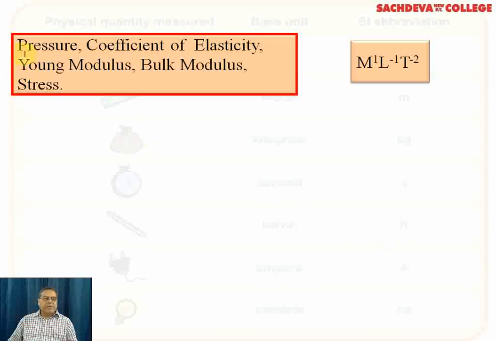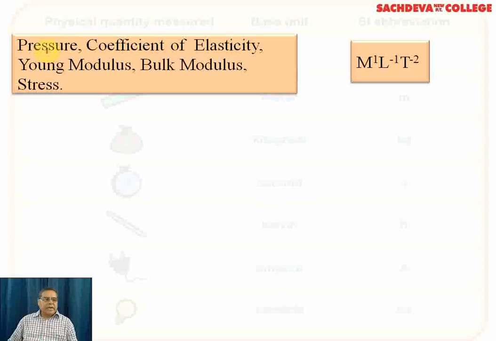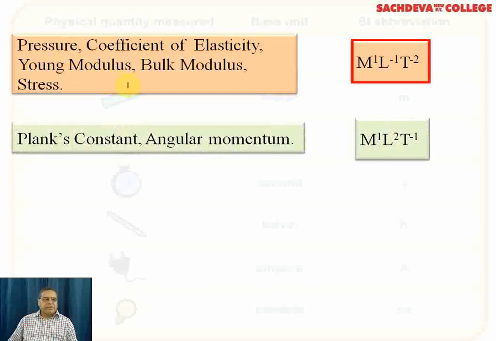Next is about pressure, coefficient of elasticity, the Young's modulus, the bulk modulus, and the stress. Well, pressure is calculated by the formula force over area, and same is for stress. It is also force per unit area. So we put the dimensions of force, then we put the dimensions of area, surface area, and then we make the calculations. It will become M^1 L^-1 T^-2.